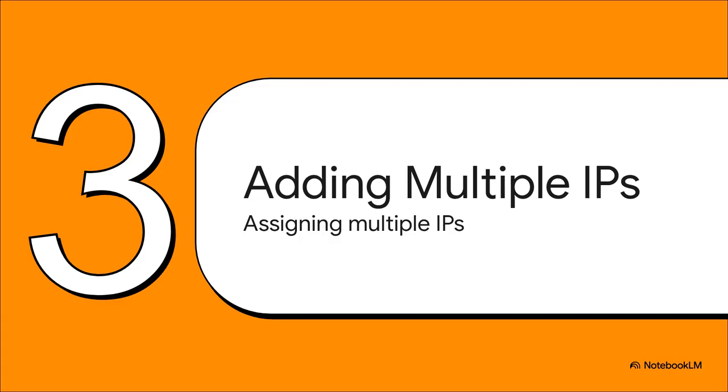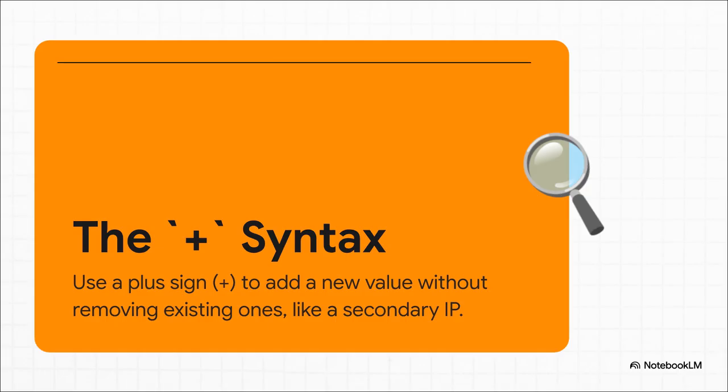Okay, but what if you need more than one IP on a single network card? Maybe you're hosting a few different websites or services. Don't worry, NMCLI makes this surprisingly easy. Let's check it out. The secret here is that little plus sign. It's so clever. Instead of completely overriding your old IP address, that plus just tells NMCLI, hey, just add this new one to the list. Simple, clean, and really powerful, right?